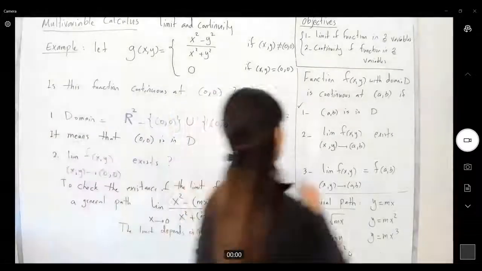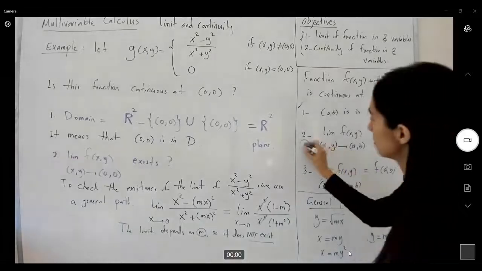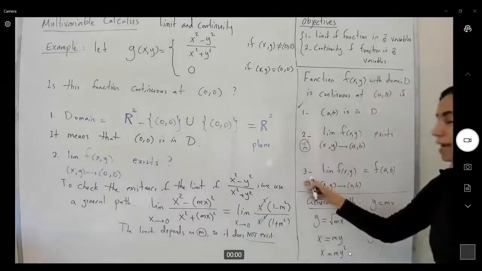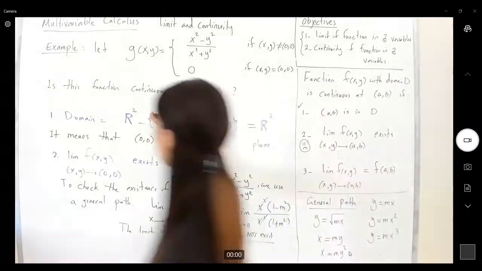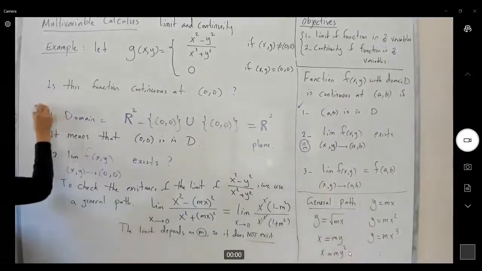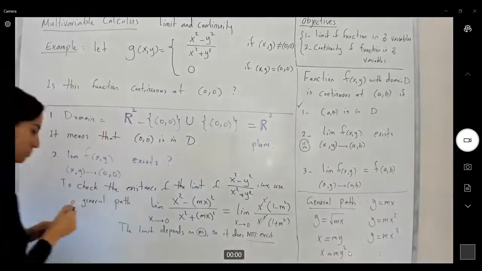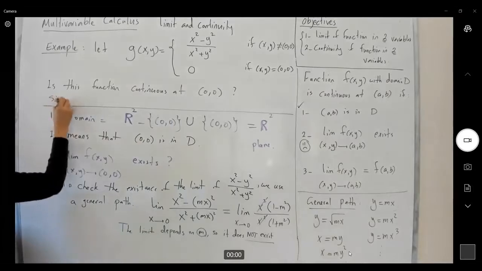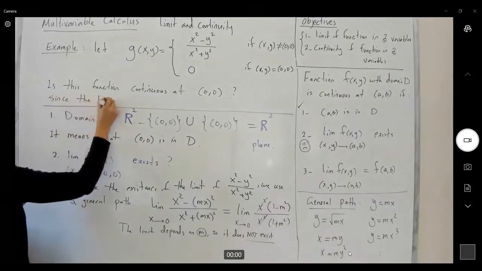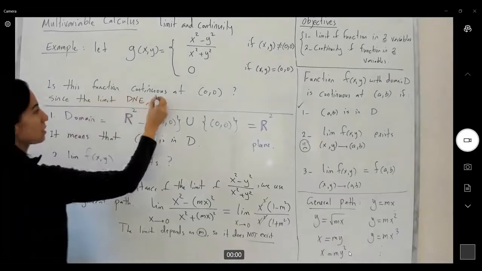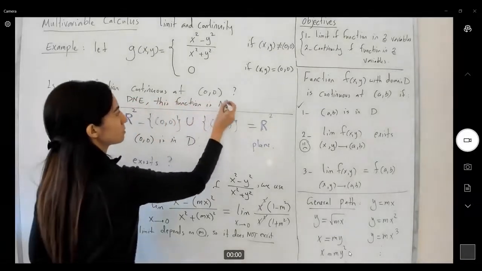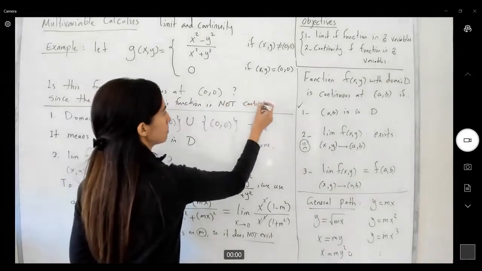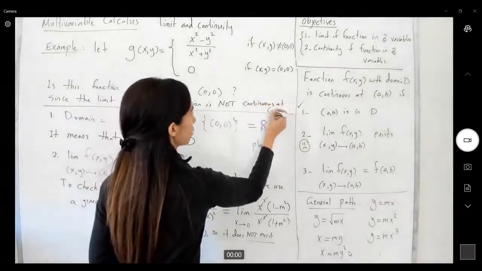Okay. The second condition is not met, so we cannot go further to the third condition. Since the second condition is not met, the limit doesn't exist, so the function is not continuous at 0, 0. Since the limit does not exist, this function is not continuous at the origin.